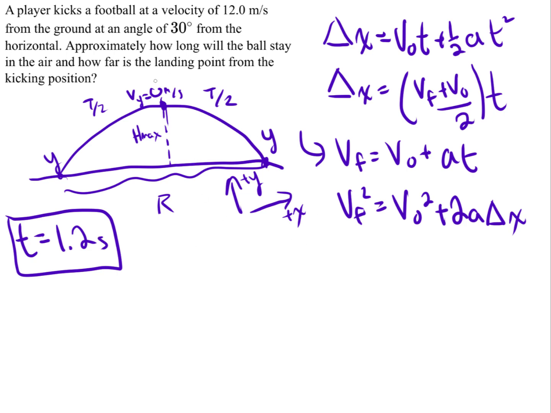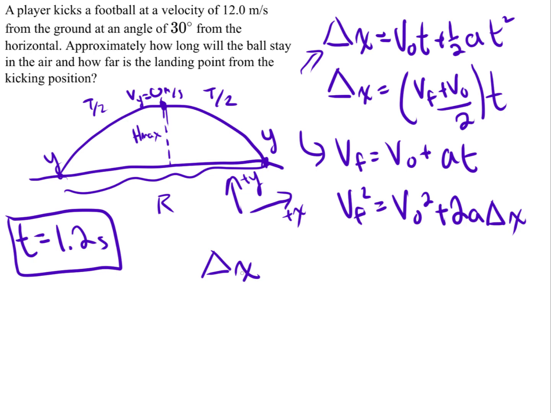Now we need to calculate the range of this football, or how far it will land from the initial position when it was kicked. So this time, we can use this first equation here, but in the x direction. Also note that we could also use this same equation to calculate the time by setting the y displacement to 0, because it's a symmetric projectile. And we could have found the time that way, but that would have left you with a quadratic, and it probably would have been a little more tedious to solve.